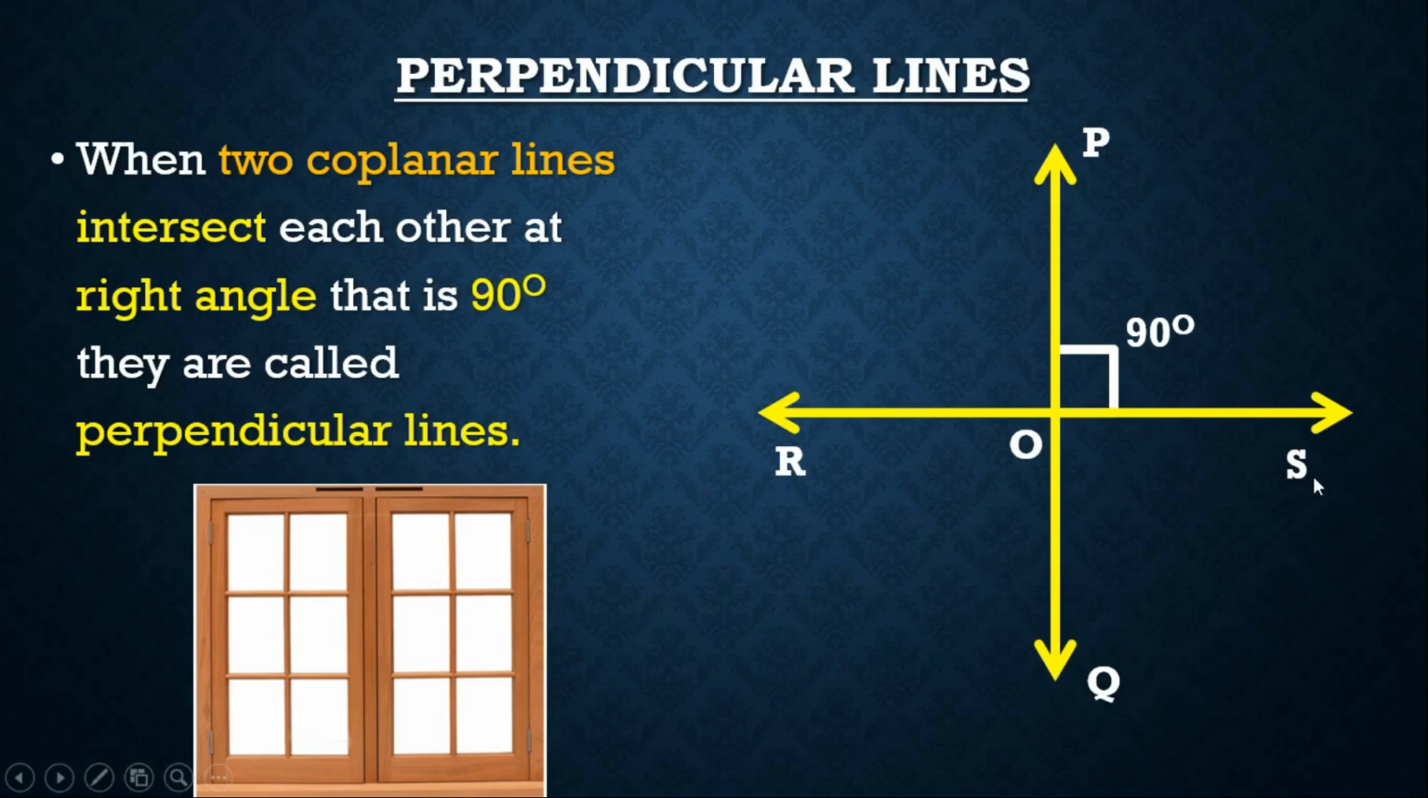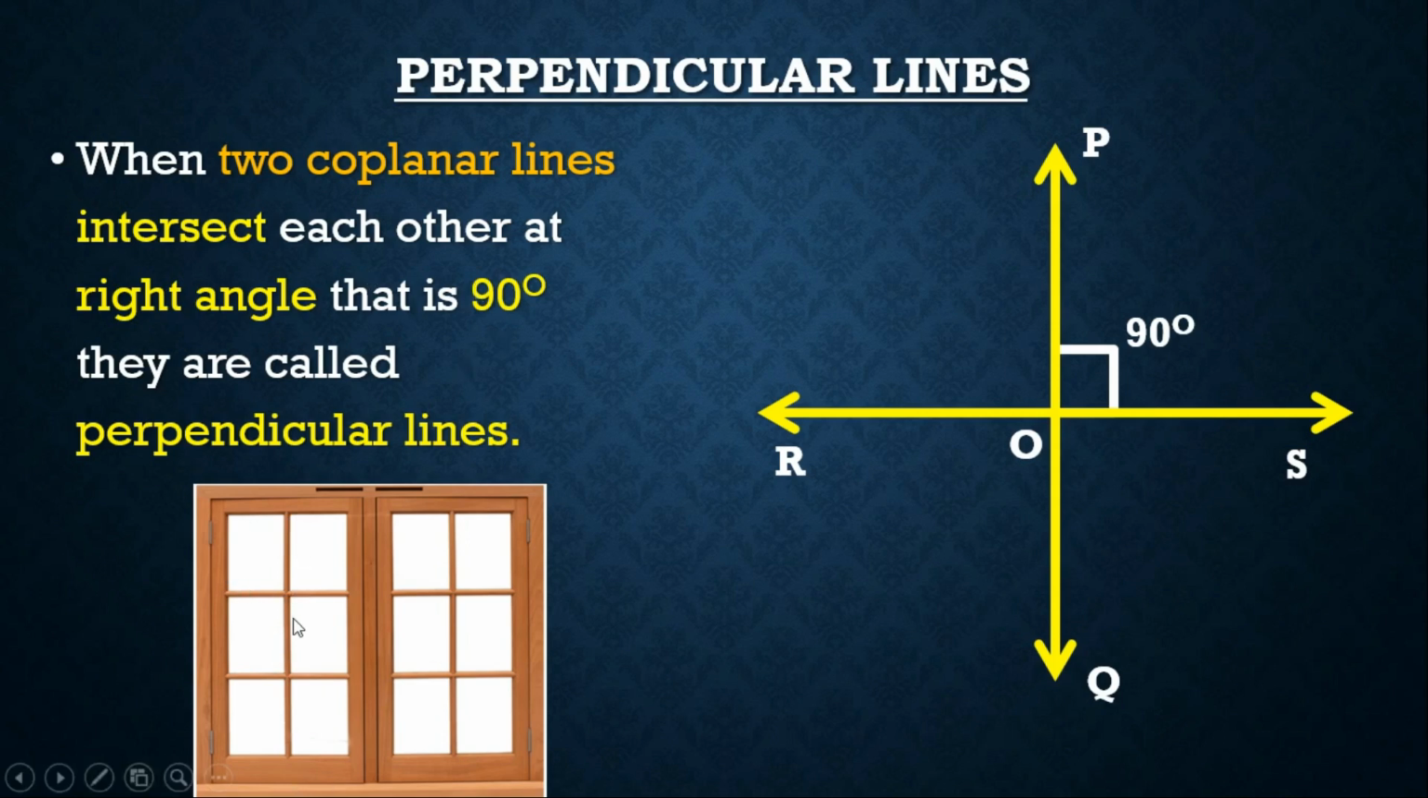So this is the line PQ and SR. This line PQ and line SR are intersecting at point O and forming a right angle, and hence line PQ and line RS are perpendicular lines. So here is an example. This is one line, this is another line. They are intersecting at one point and forming a right angle, and hence these two lines are known as perpendicular lines. Similarly, this is one line, this is the second line. They are intersecting at one point and forming a right angle. These two lines are called perpendicular lines.